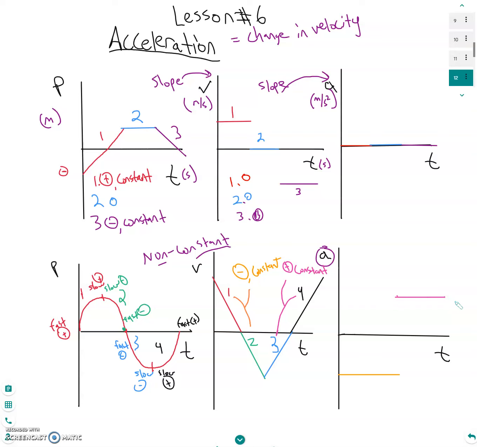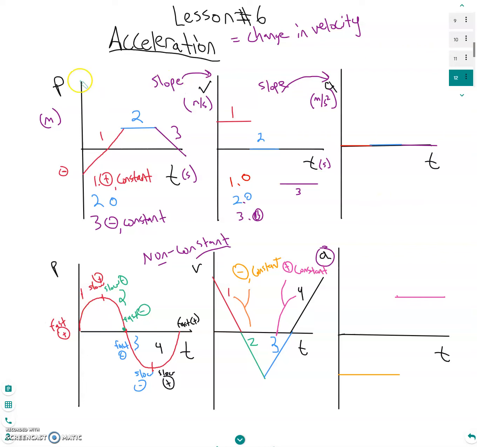That's every possible velocity or acceleration graph you could draw. It's either going to be 0, it's going to be positive constant, or it's going to be negative constant. You can't have curves. You won't even have diagonal lines on your acceleration graph. So acceleration is actually the easiest one. You just have to know how to use slope to get there.